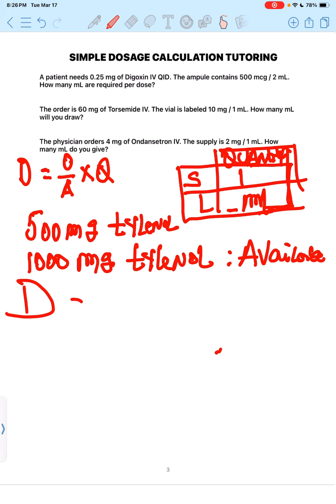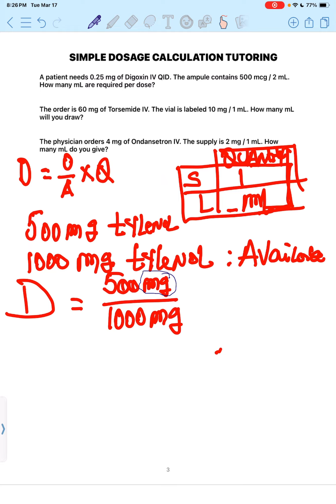You just go to your order. That's what the doctor prescribed, which is going to be 500 milligram. Divide that by what is available, which is 1000 milligram. But remember, do you see right here that the unit for your order and the unit for your available match? That's what I said earlier. They have to belong to the same family. You've got to make sure all of these units match because they have to cancel out.